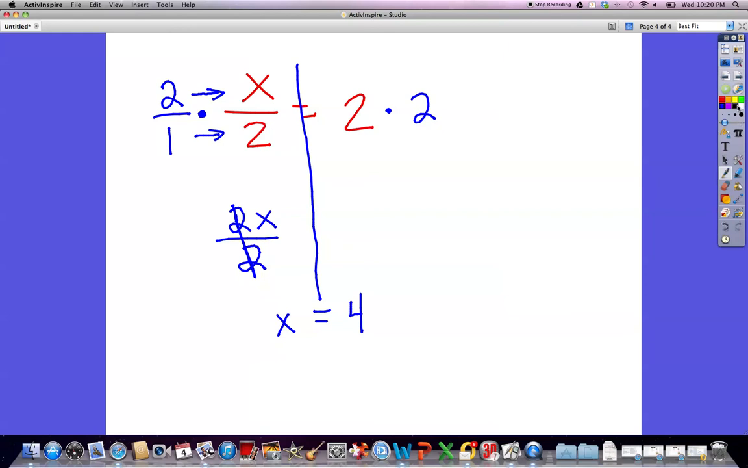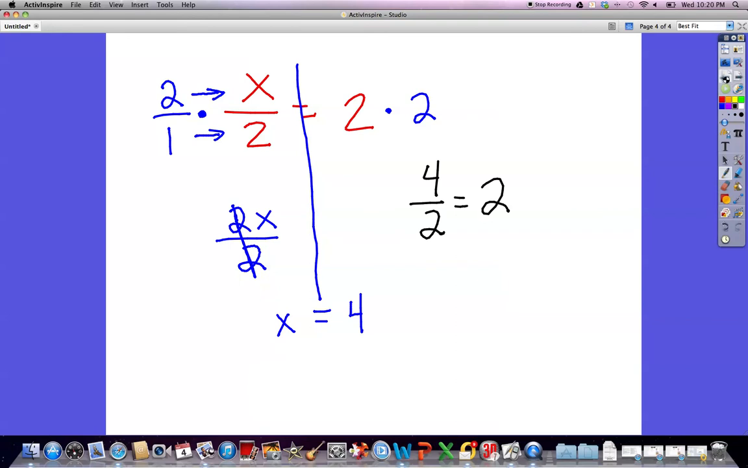Let's check our work just to make sure. If I take this 4 right here and plug it in right here instead of an x, every time I see an x I put a 4. Well, now I have 4 divided by 2. And what is 4 divided by 2? Oh yeah, it's 2. So that means that my answer is correct. It has to be 4 that x equals.